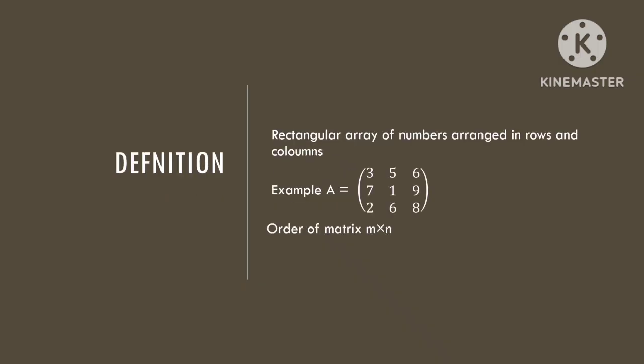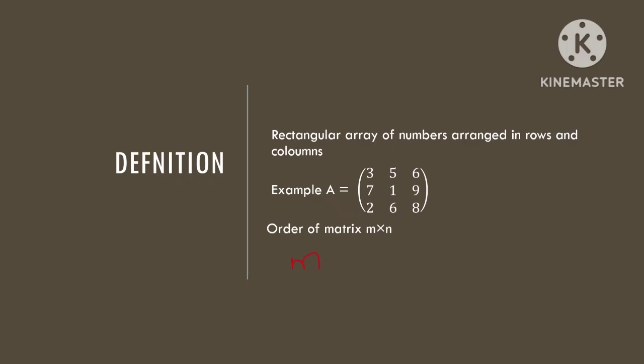Now, what is a matrix? It means a rectangular arrangement of elements in rows and columns. Rows means what? It means horizontal line. Column means what? Vertical line. Cleared? Now, we represent a matrix in capital letters, like here A, B, C, like that in capital letters only. Clear?